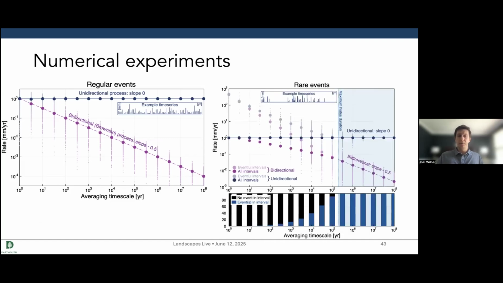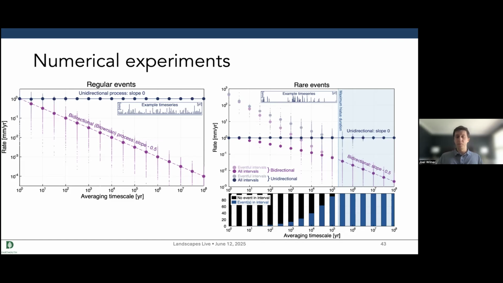Now here's a more complicated plot still that shows a rare event framework. We have this regular event framework and we contrast it with a rare event framework. Note the differences between the example time series here and the irregular example time series here. Also note this averaging timescale panel on the bottom here, where it shows the proportion of events in a given interval in the rare event framework.